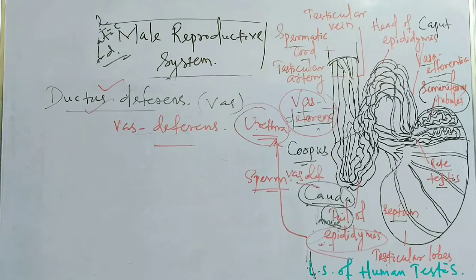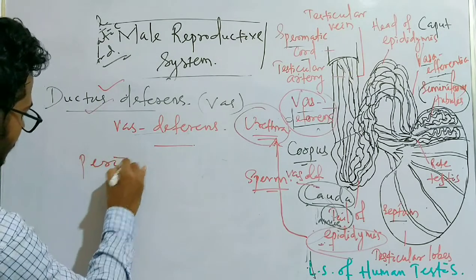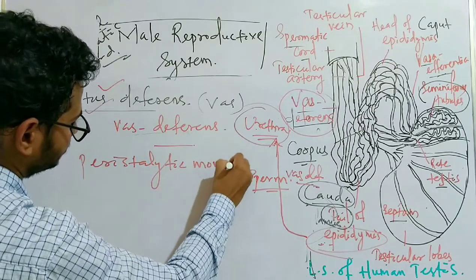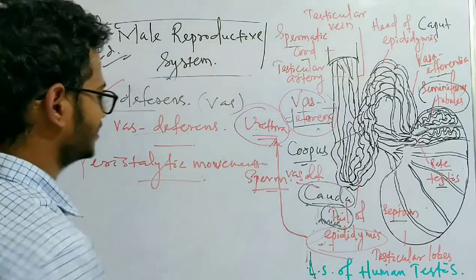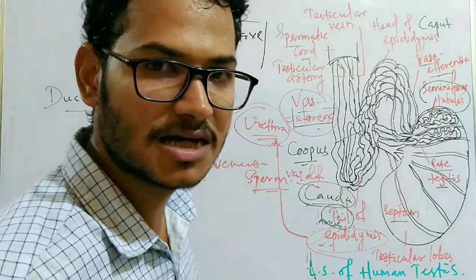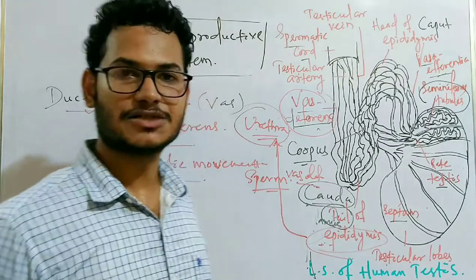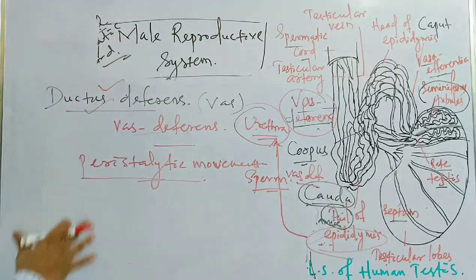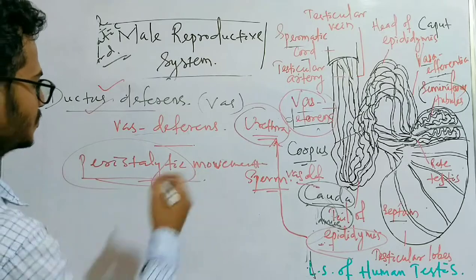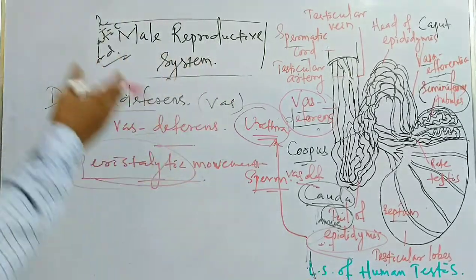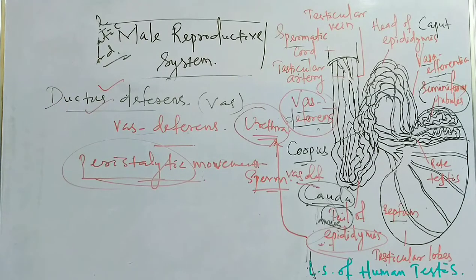And the movement is peristaltic movement. As we know, in the digestive system also, the food passes through the alimentary canal by peristaltic movement. It is the contraction-relaxation movement, or push and pull movement. So in this case also, the peristaltic movement is seen while the sperm passes through the vas deferens.